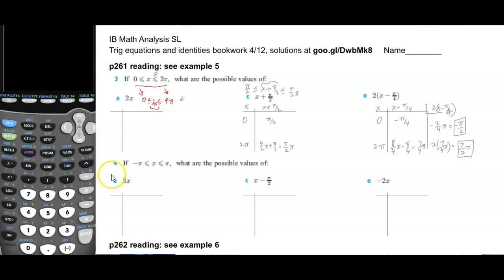So now if I write it in an inequality, I would say my domain for this transformed input to the sine or cosine function is going to be negative pi over 4 less than or equal to 2x minus pi over 4 less than or equal to 7 halves pi. Okay.